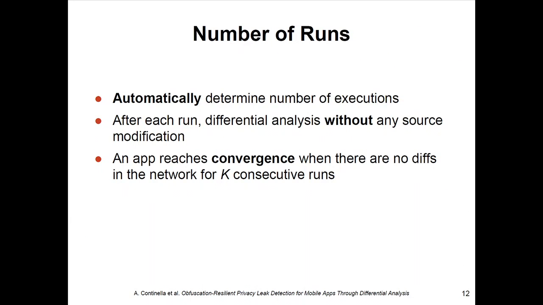Another interesting feature of Agrigento is that it automatically determines the number of times a certain application should be executed. To do this, we perform the differential analysis at each step, after each run, without any modifications of the sources. And we say that an app reaches convergence when we don't see any difference in the network traffic for k consecutive runs. And when this happens, it means that we are ready for the final phase of our approach.